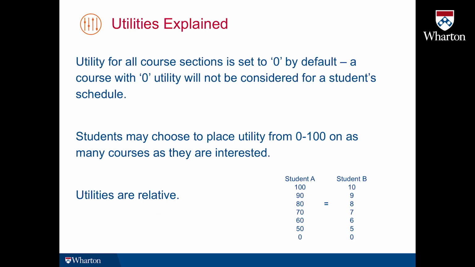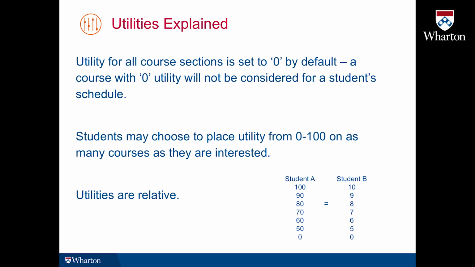Let's talk a little bit more about utilities. Utility for all course sections is set to 0 by default. In other words, a course with 0 utility will not be considered for a student's schedule. If you wish to place utility on a course, you may select from 0 to 100 on as many courses as you are interested. It is important to note that utilities are relative.